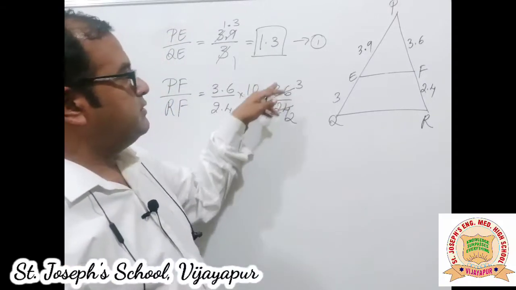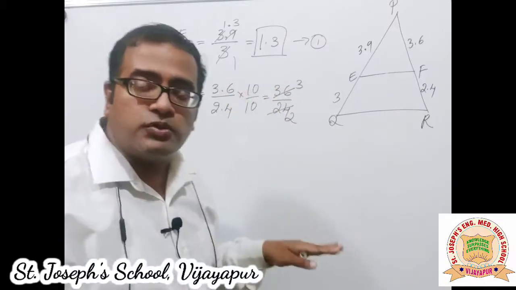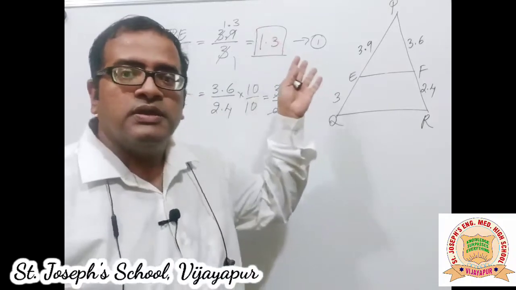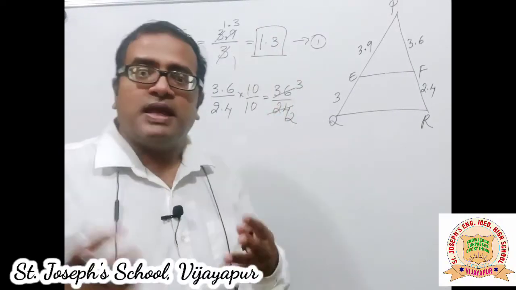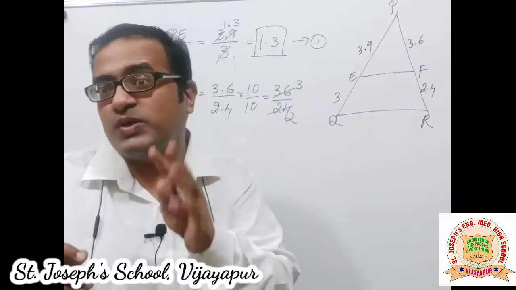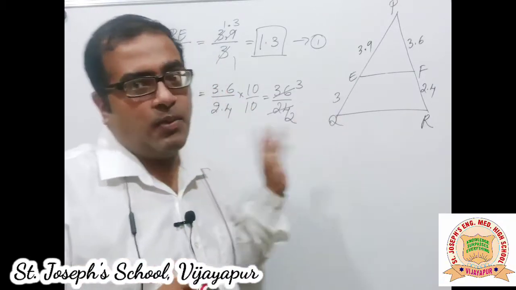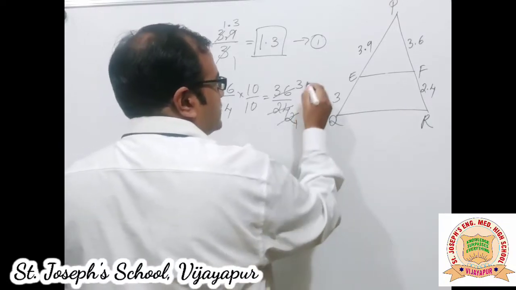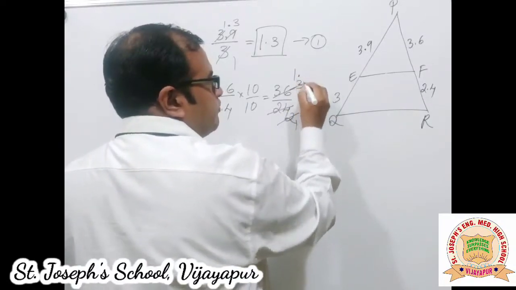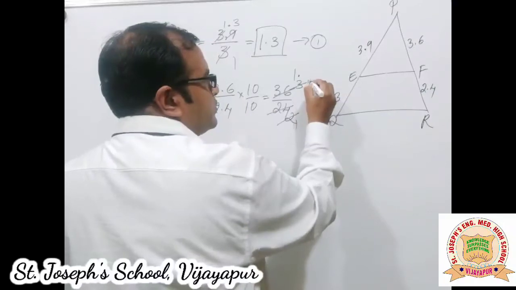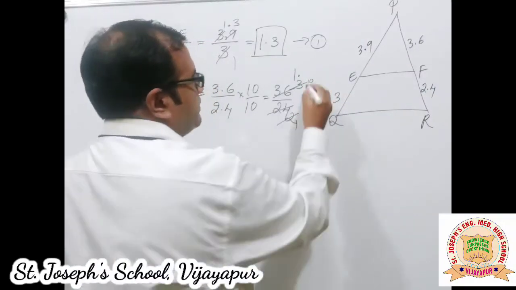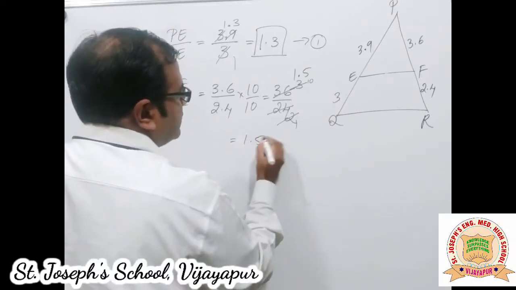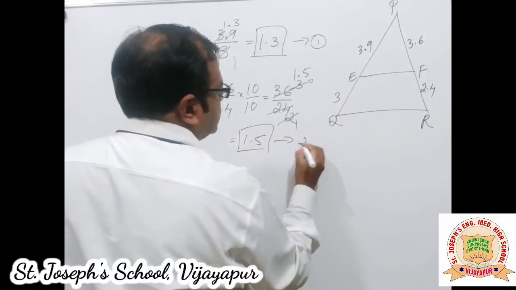If you can't remember 12 tables, go for 2. As I told, always start with 2. 2 18s are 36, 2 12s are 24, so 18 upon 12. Again go with 2: 9 upon 6. 9 upon 6 cannot be simplified with 2. You have to go for 3. That is 3 upon 2. Further simplification, 2 1s are 2, 1 remaining, so you carry a 0. It becomes 10, 2 5s are 10, the answer is 1.5. This is equation 2.